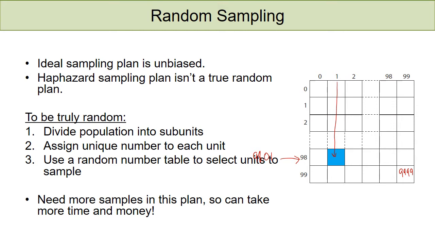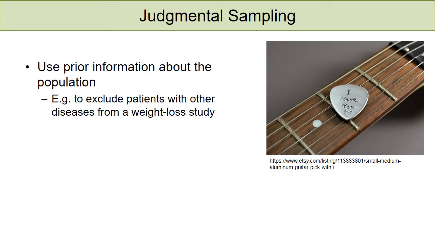The problem with this, although it is nice and unbiased, is that you usually have to make a lot of samples in order for this to give you a decent average of the overall population. More samples equals more time and more money, and usually you don't want to spend more time and money. So, judgmental sampling.